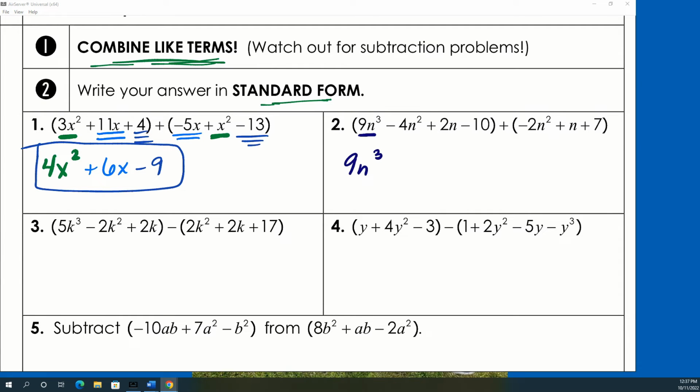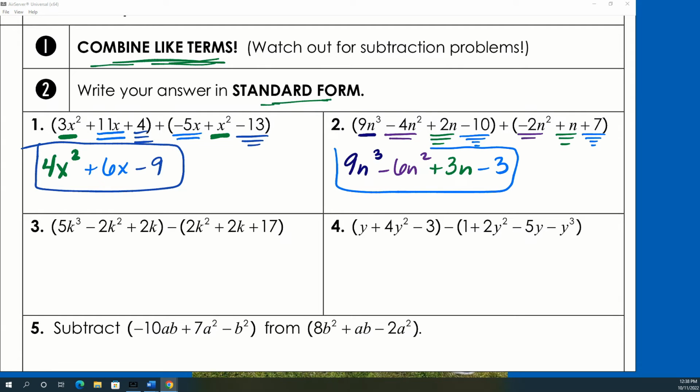All right, then I'll go to my squares. So I have negative 4 n squared minus 2 more n squareds. How many does that give you? Negative 4 minus 2? Negative 6 n squared. All right, and then we have 2n plus 1n. Should be 3 n's, and then finally negative 10 plus 7. It's going to be negative 3.